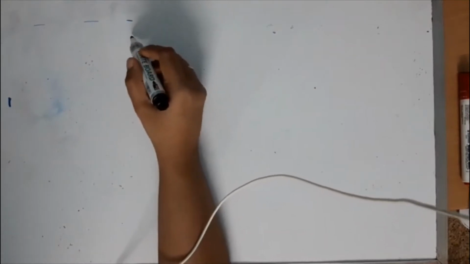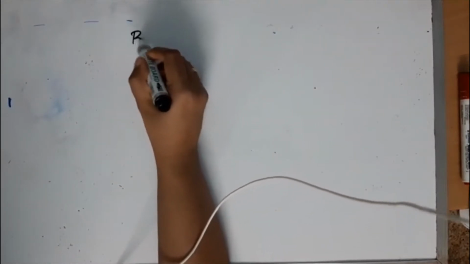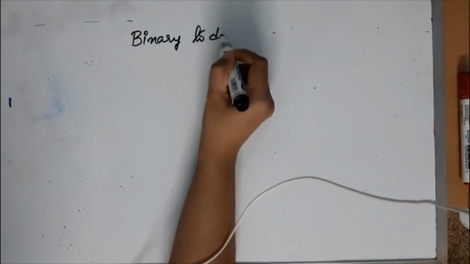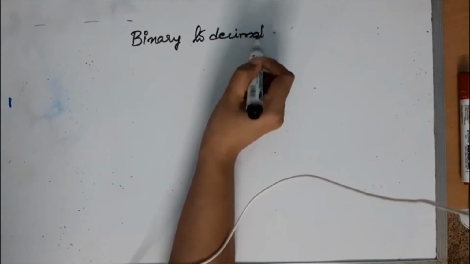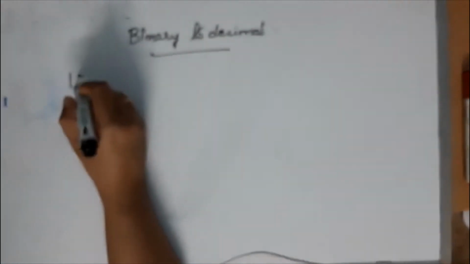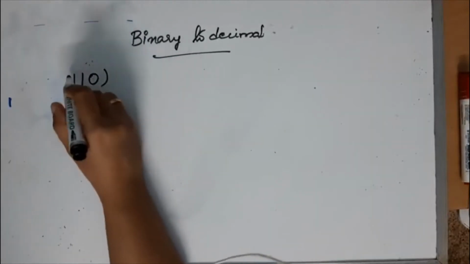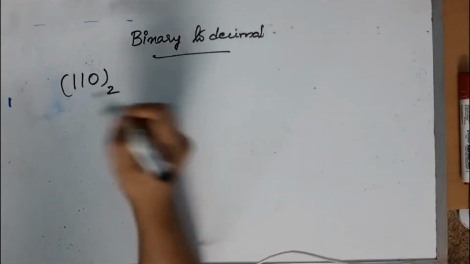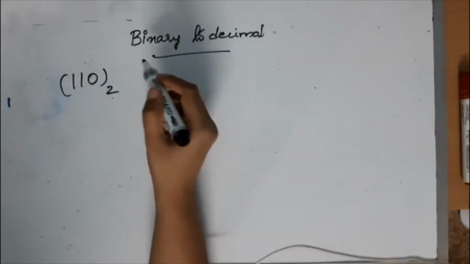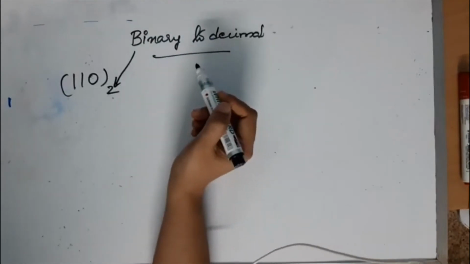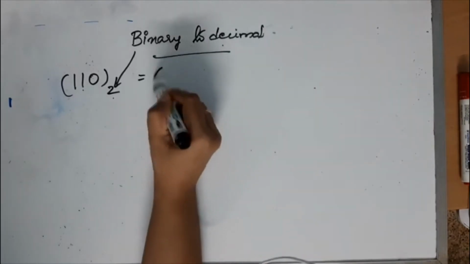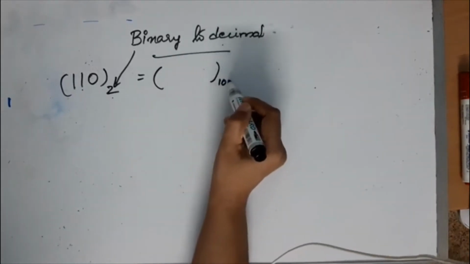Convert, say, binary to decimal. Suppose you have a binary number. This is a binary number, 110 to the base 2. Base 2 notates that this is a binary number. So you need to convert this to decimal. That is, this is equal to what to the base 10.